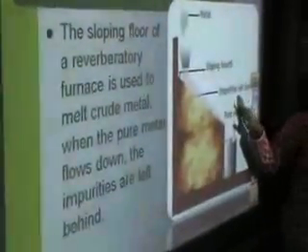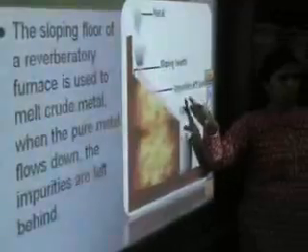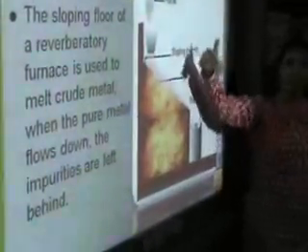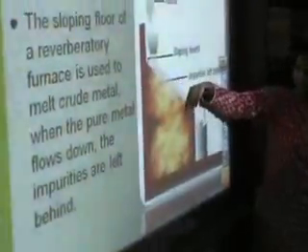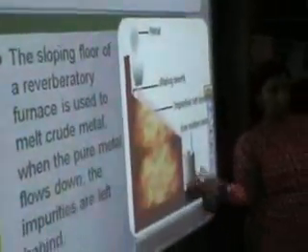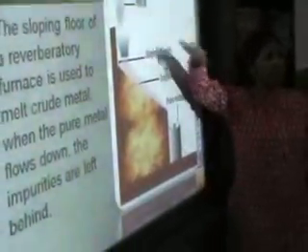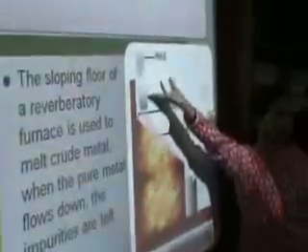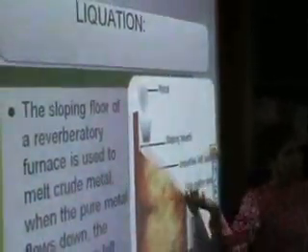The impurities which are there, which are anyway not miscible with the molten liquid, will be left behind on the sloping curve. Once the entire pure molten metal has been obtained, we can remove the impurities separately, and then we can put another batch of impure metal over here, and the same process continues.